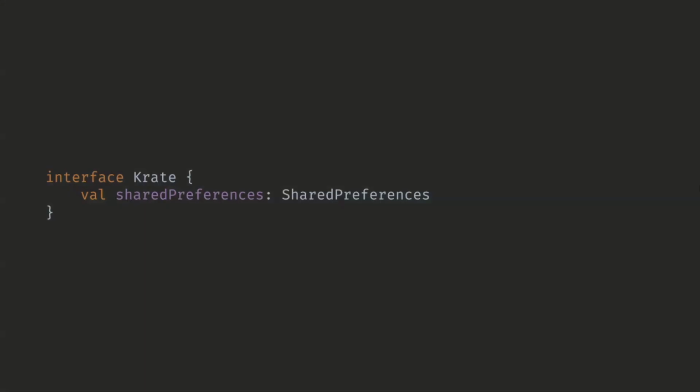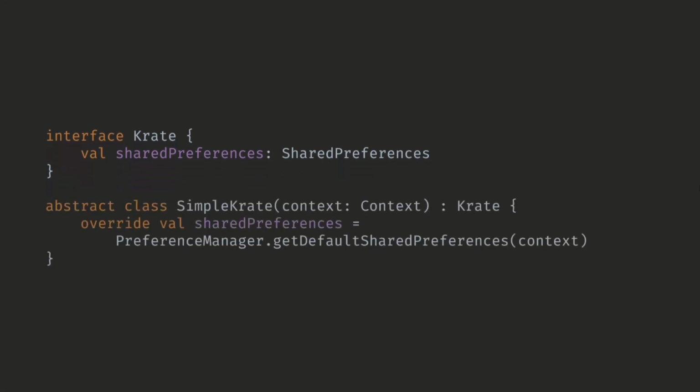At the code level, Krate is an interface, and all that it contains is a single property, which is a SharedPreferences instance, which makes it very simple to use. There's also a default implementation of this called Simple Krate that ships with the library, and this lets you easily implement the interface. You just have to pass in a context to this class, and it will open the default SharedPreferences instance for that given context.